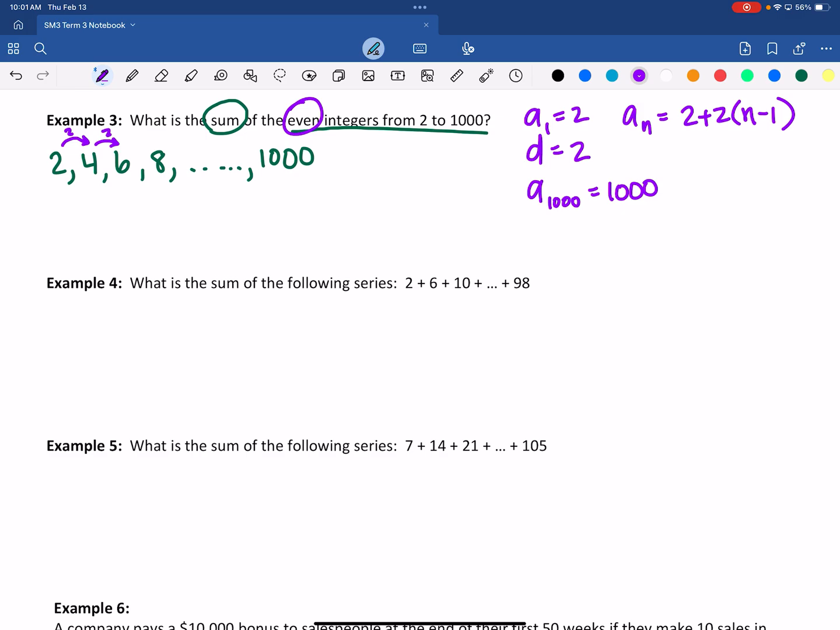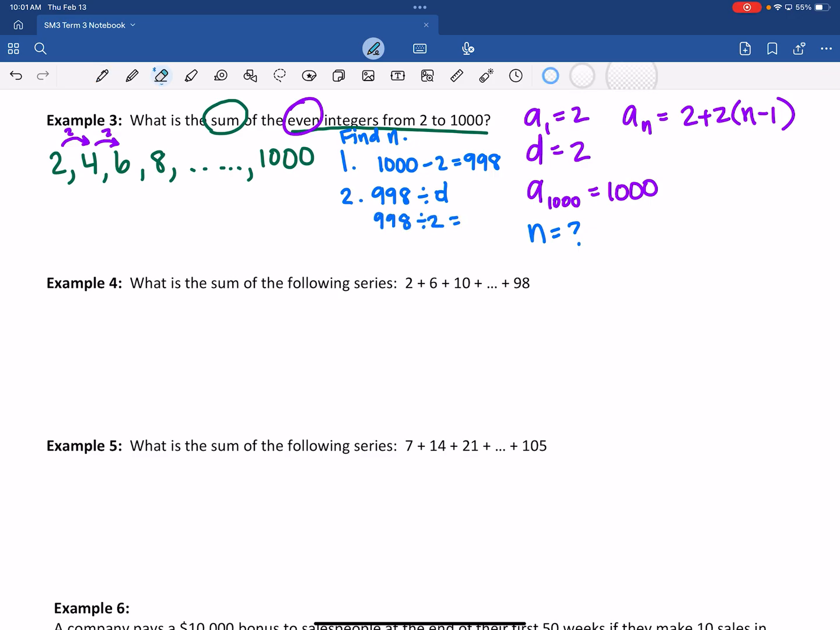Now, how do you find n? Remember with n, to find n, you're going to take the last minus the first, and that's going to give you 998. And then you're going to divide 998 by the common difference. Does that D look better? So what's 998 divided by 2?